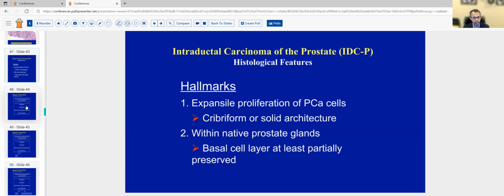So let us talk about intraductal carcinoma of the prostate. Intraductal carcinoma of the prostate has two histological hallmarks: an expansile proliferation of prostate cancer cells in dense cribriform or solid architecture, and proliferation is within native prostate glands, so that basal cell layer is at least partially preserved.